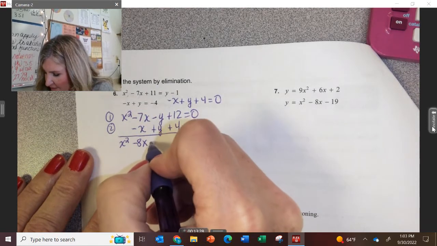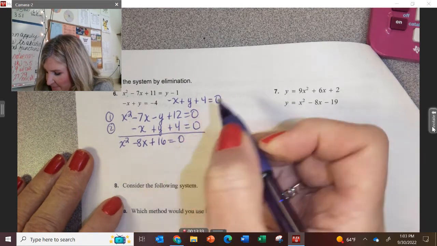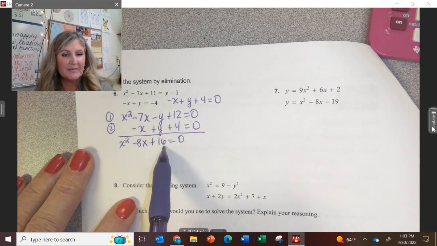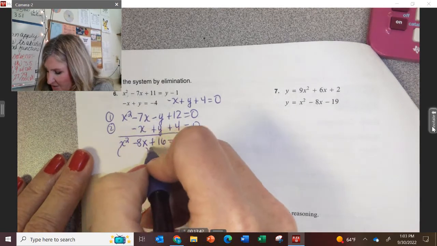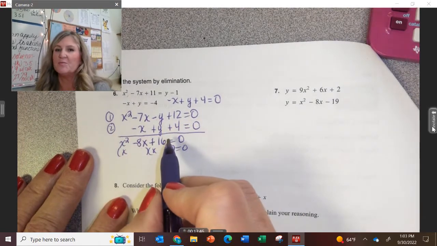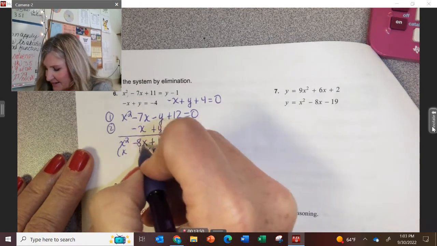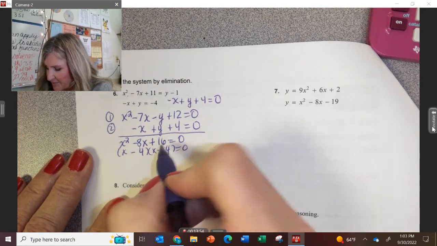These cancel, what? Plus 16 equals 0. Let's see if we can factor. Are there numbers that multiply to be 16 that add to be 8? Okay, so this is going to factor into double parentheses. What are the numbers that multiply to be 16? And I need to get a negative 8, so what do the signs need to be? Both need to be minus.